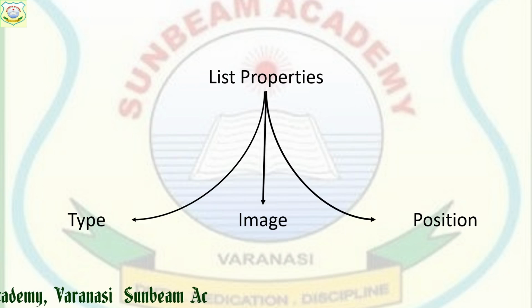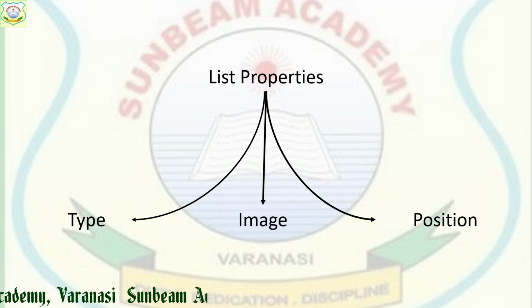Right, students? Now, if we talk about the list properties of unordered list, they are type, image, and position. Type property is that property through which we can specify the bullet style, in which style you need your bullet. Right? Since unordered list is also known as unordered bulleted list, so I am using the word bullets over here. Type shows the style of the bullet.